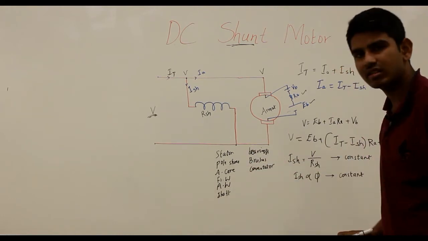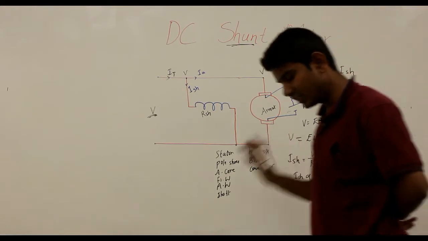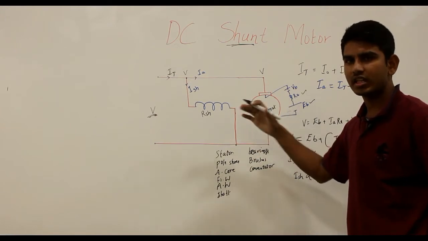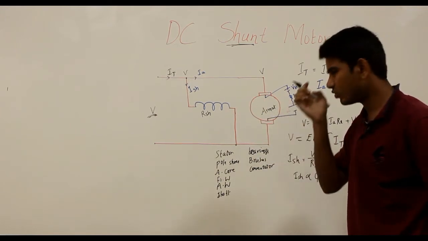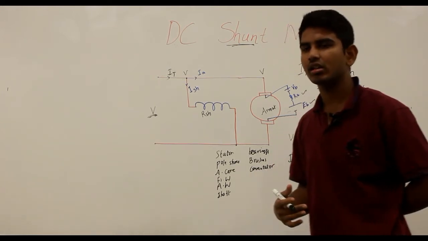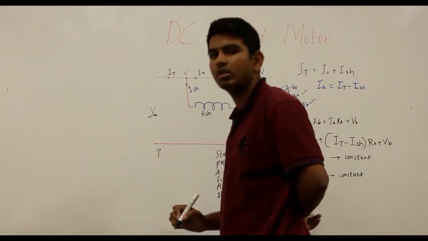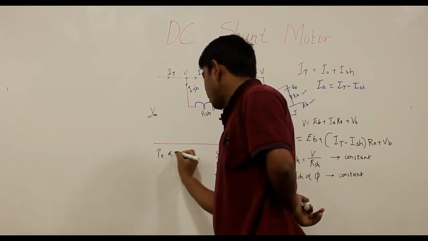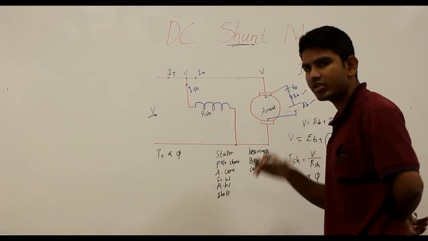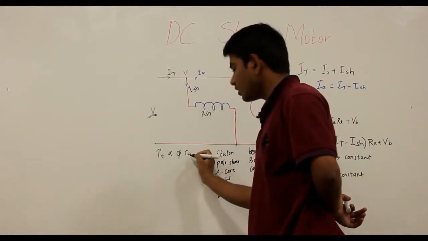I am not going to discuss the construction in detail here, but I want to tell you about a distinguishable feature of this shunt motor from the other self-excited motor, that is the DC series motor. If we talk about the distinguishing feature in terms of the torque generated, I know the electromagnetic torque will be proportional to the flux linkage between the field winding and the armature winding, and the product of the flux linkage and armature current.